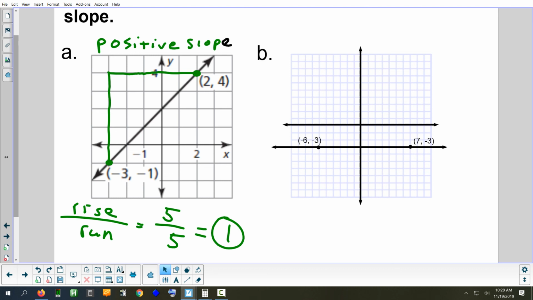Now, look at B. You shouldn't even really do any work here. What kind of line is that? Undefined. The slope of 0. Undefined. Why is it a slope of 0? Because there is no slope. Well, what kind of line is it? Horizontal. It's horizontal.